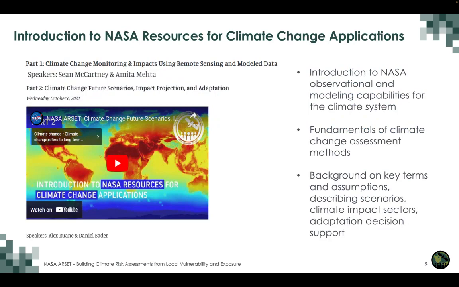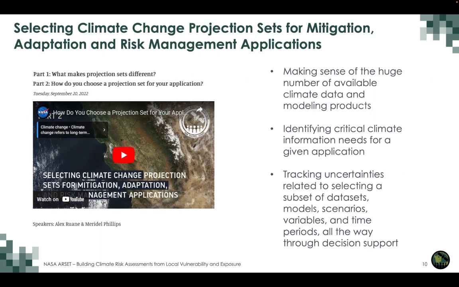The two-part webinar series Introduction to NASA Resources for Climate Change Applications provides an introduction to NASA observational and modeling capabilities for the climate system, fundamentals of climate change assessment methods, and background on key terms and assumptions describing scenarios, climate impact sectors, adaptation, decision support. The two-part webinar series, Selecting Climate Change Projection Sets for Mitigation, Adaptation, and Risk Management Applications, allows one to make sense of the huge number of available climate data and modeling products, identify critical climate information needs for a given application, and track uncertainties related to selecting a subset of datasets, models, scenarios, variables, and time periods, all the way through decision support.